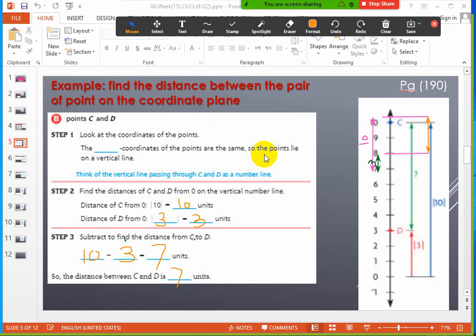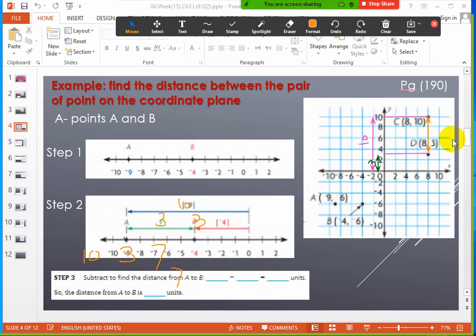Okay, step 1, I'm sorry. Which coordinates are the same here? Let's take a look. 8, 10, 8, 3. The same. Girls, which coordinates are the same? He is asking you about the coordinate. The X are the same, very good, Mariam, because 8 here and 8 here.